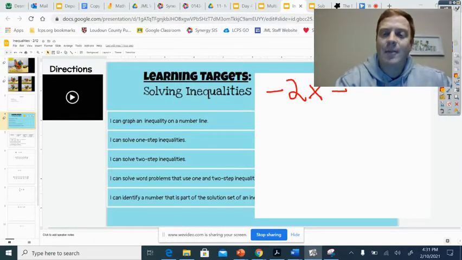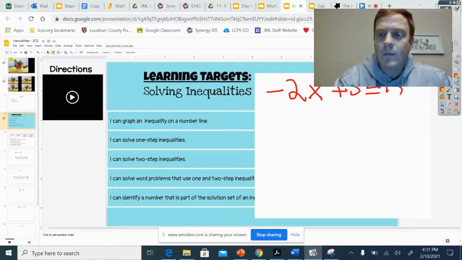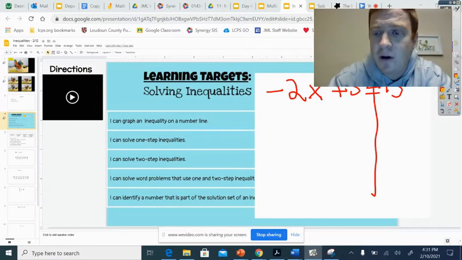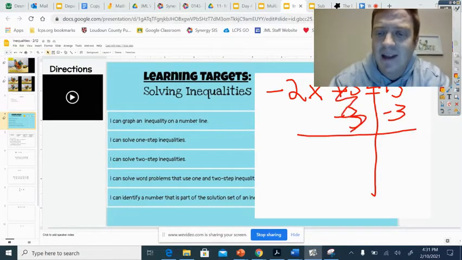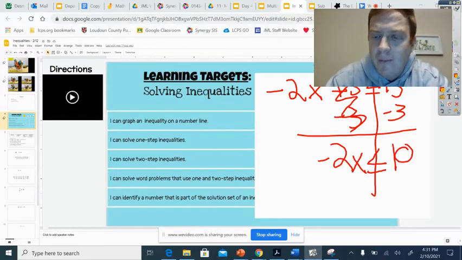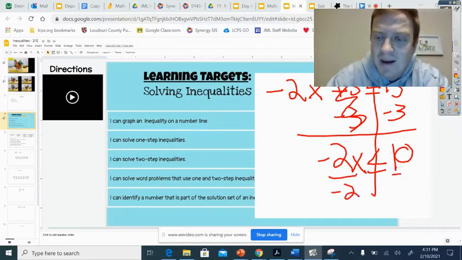Now, you may be noticing I'm putting a negative in this one. All right. So if I did this problem, I'm going to subtract 3 first. And what I was saying about this negative here is that if I cancel this out, I'm going to get negative 2x is less than or equal to 10. Watch what I'm going to be doing here. I'm dividing both sides by a negative.